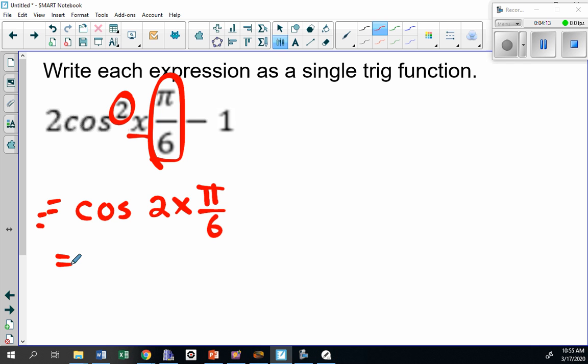Now with that then, we can actually do some simplification here. Make sure I pick one that's the right size. So this will become 3. This will become 1. So this is actually cos x pi over 3. Question's done.